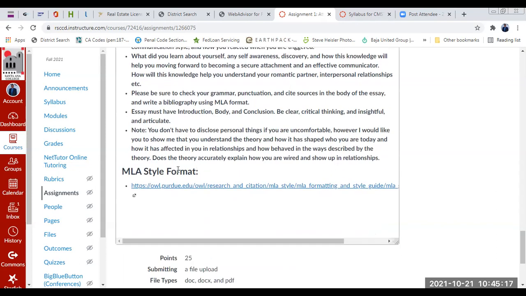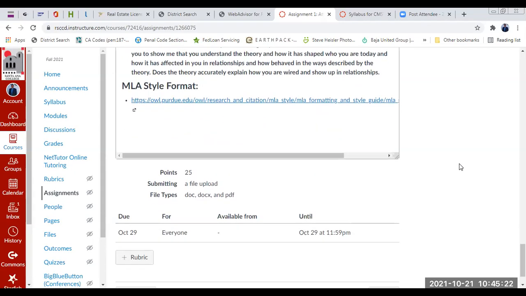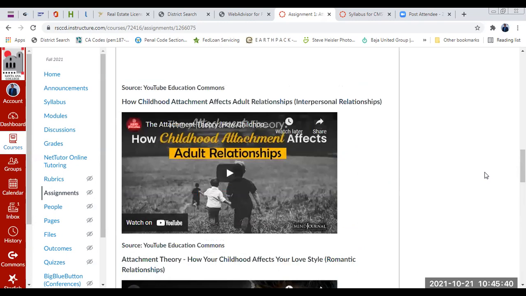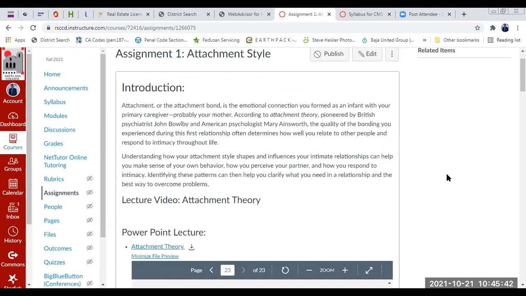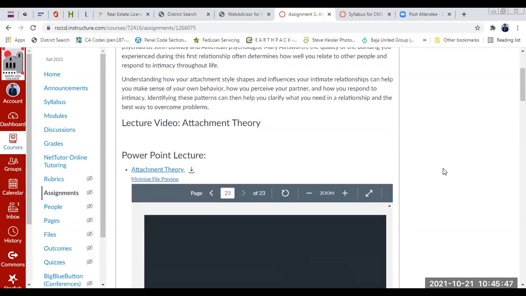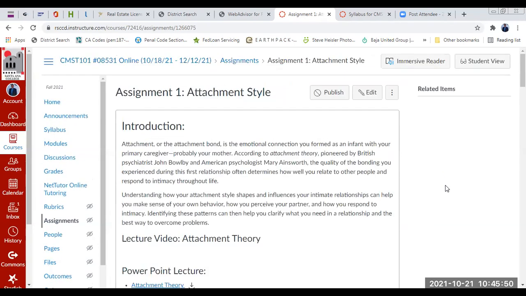And then lastly, I've provided a link to the MLA format, for those of you that don't know what it is. It's due the 29th. So you have a little over a week to work on it, and you're going to have to upload it on Canvas in Microsoft Word or PDF, okay? And this is going to be 25 points. I'm going to upload this video very shortly. As soon as it's done recording, I'm going to upload it, and then it's going to be available, okay?